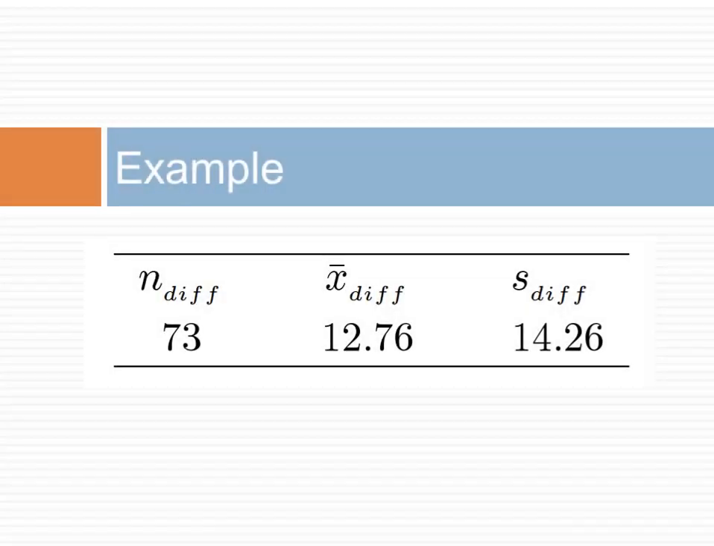Let's look at an example. Suppose we want to know if hospitals that predominantly serve minority populations are priced differently than hospitals that do not do so. In each city, we have looked at the prices for a day of hospitalization at two hospitals, one that serves minority populations and another that does not. The differences of these two hospitals for 73 cities are reported here.